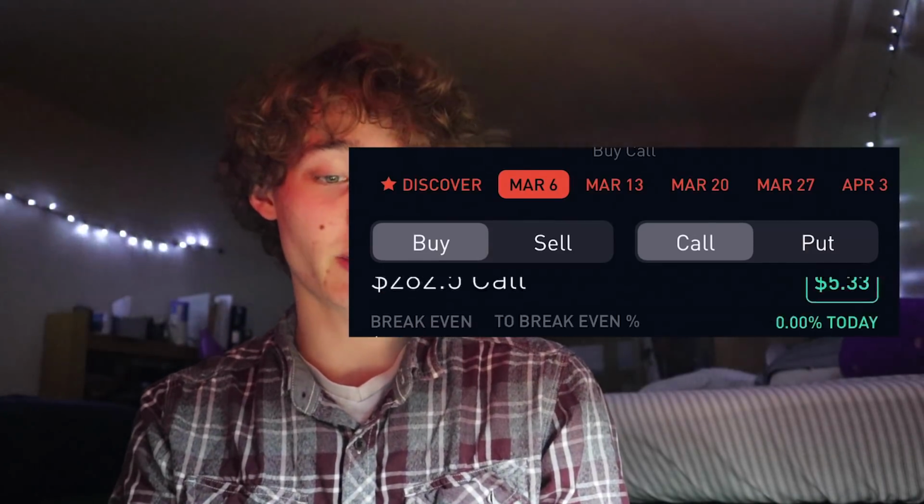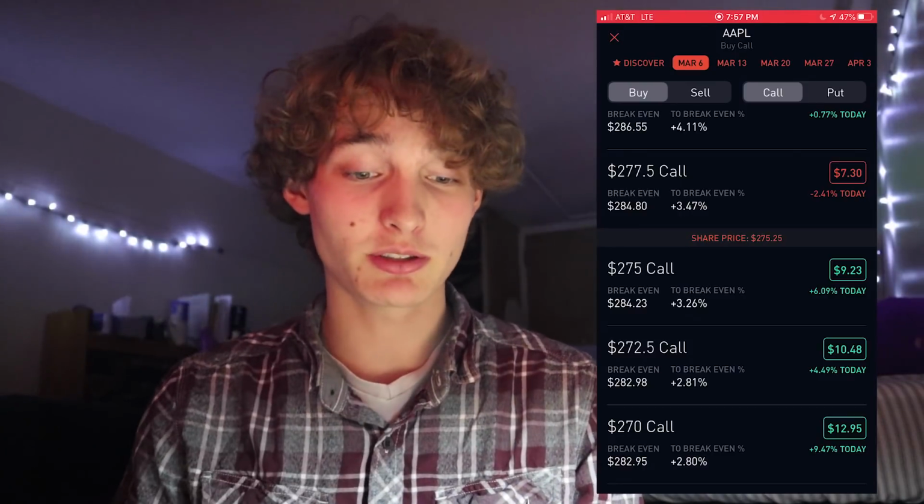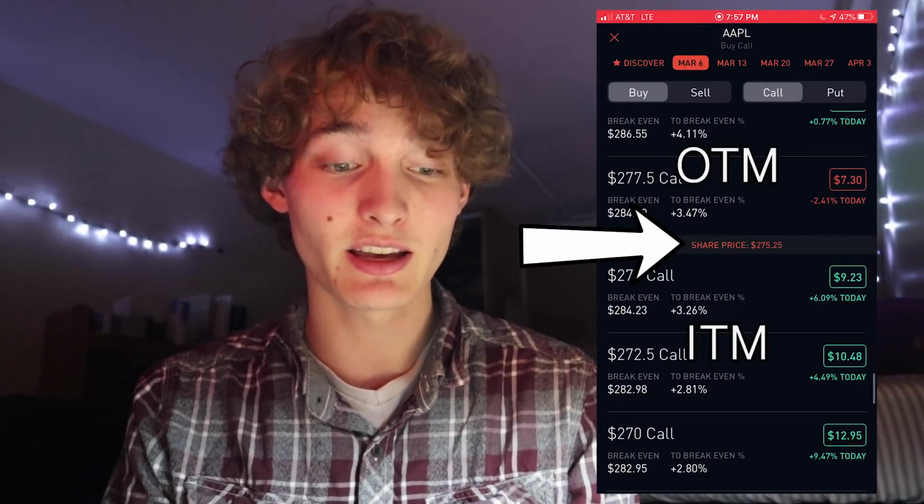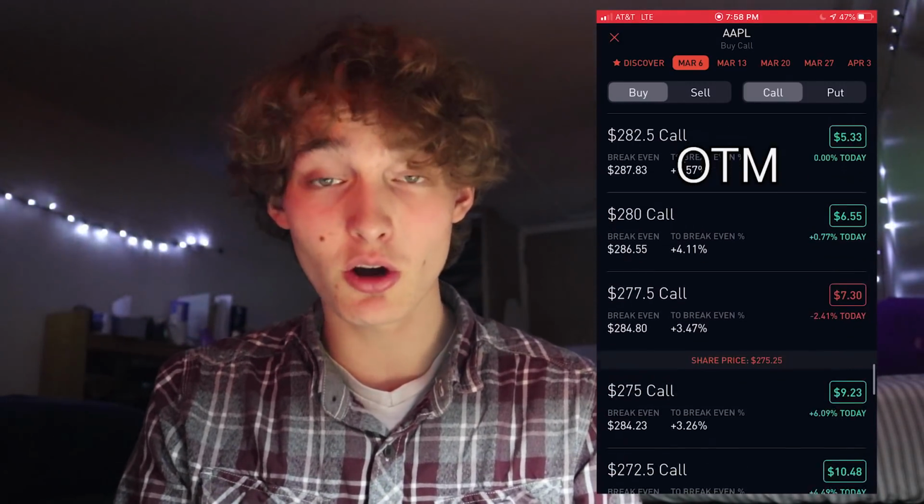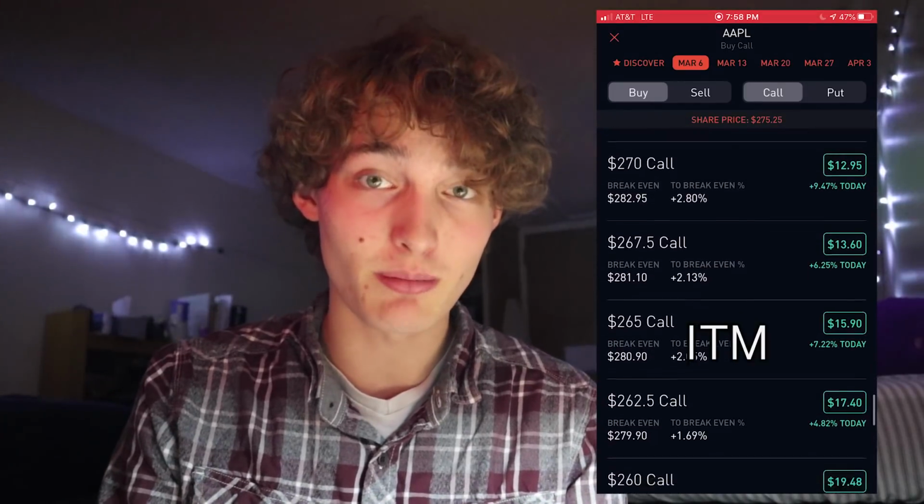Right now I have it on the buy call option, so that means I want the stock to go up. So right now you can see here the share price. Anything that is above this line here that says share price, that's called out of the money. Anything that's below the share price there, that's called in the money.